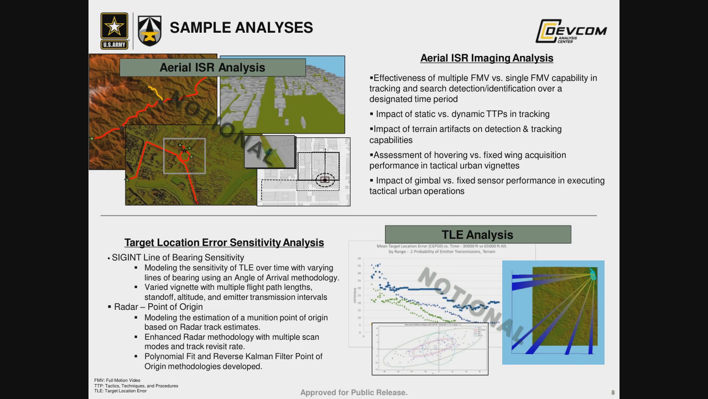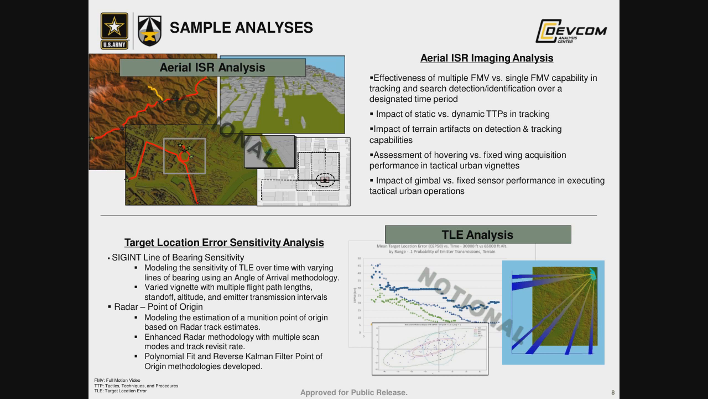So, some sample analyses to be done in the ISR area using TIPS and FRACTALS. We've done a lot of aerial ISR imaging analysis. So things like looking at the effectiveness of having multiple full motion video cameras versus just having a single full motion video capability in tracking and search detection identification over a designated time period. We've done the impact of static versus dynamic TTPs in tracking. What that means is essentially, are you staying in the same place tracking something versus following it?